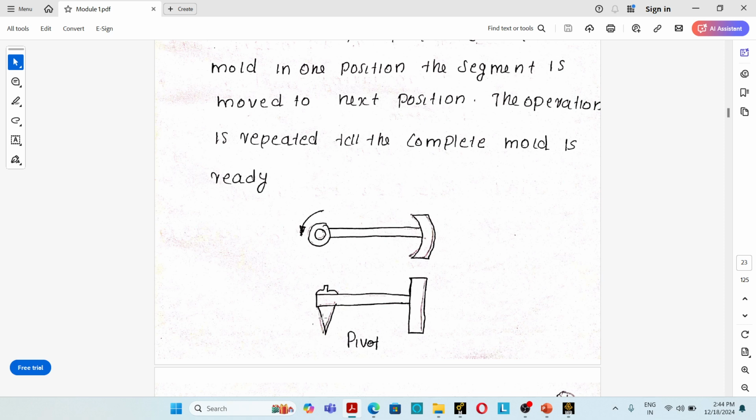Okay, so here also the pattern is rotating with respect to the pivot point, but whenever the pattern is rotating, the mold cavity is not completely formed. After some portion is completed, the pattern is placed at the next portion, then again we rotate it and complete the mold cavity. That's the importance of segmental or part pattern.